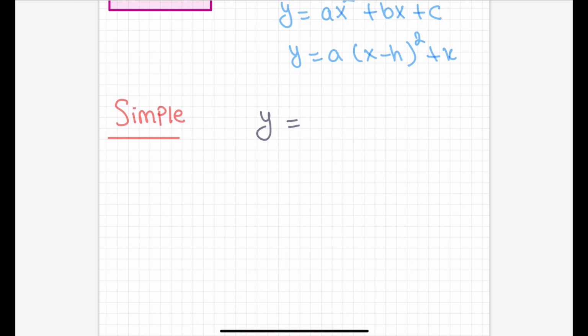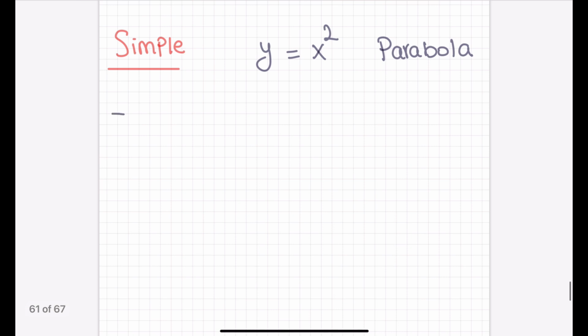y equals x squared. So remember, each of the functions has its own graph. The graph of y equals x squared looks like a U shape, or how they call it, a parabola. It's called a parabola. Let me graph it for you. So let's first choose our x and y. Let's first draw the table. So I'm going to choose from -2, -1, 0, 1, and 2.